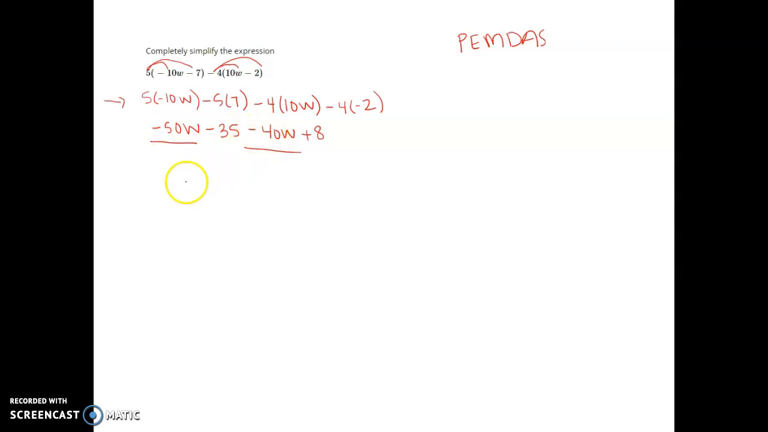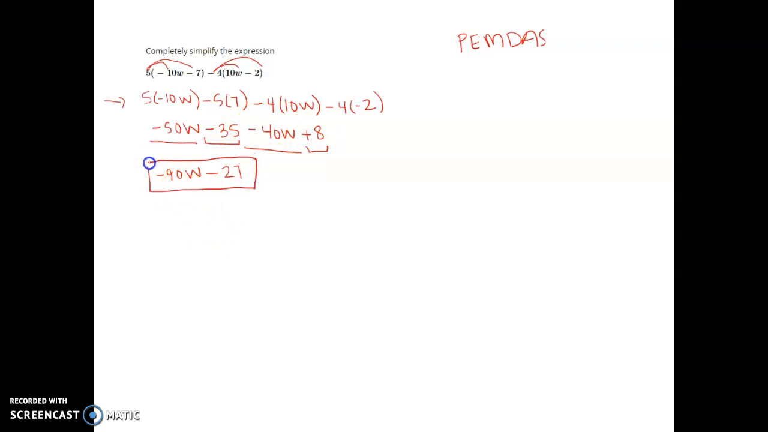So negative 50 minus 40, we get negative 90w. Now we have negative 35 plus 8. Well, what is that going to be? Negative 35 plus 8, we'll get a negative 27. So if that's hard for you, you can think you're down 35 and you have to come up 8, so now you're only down 27. And this will be our final answer.